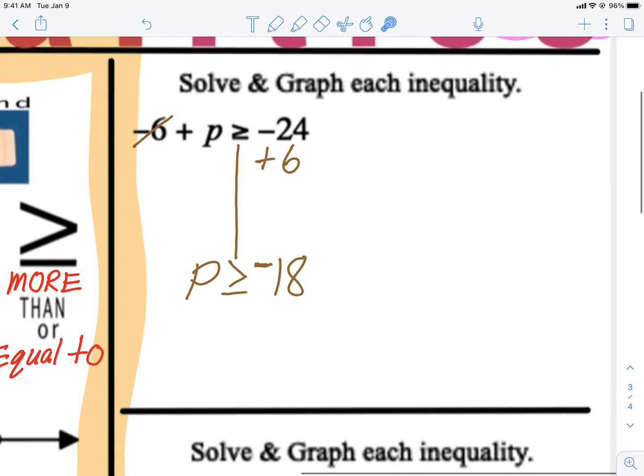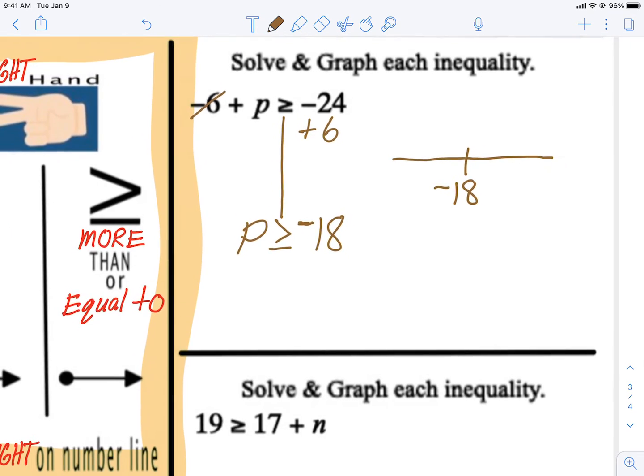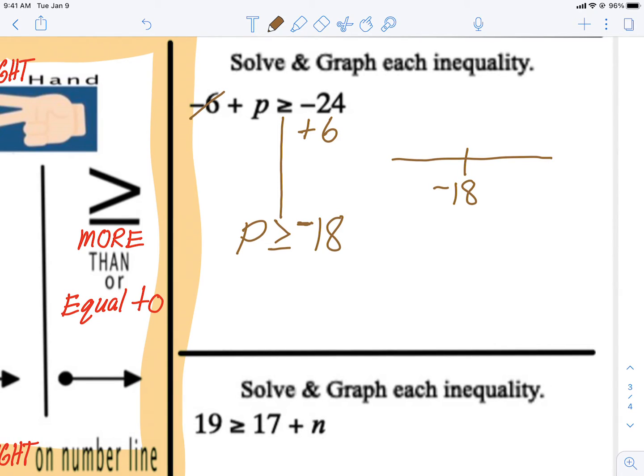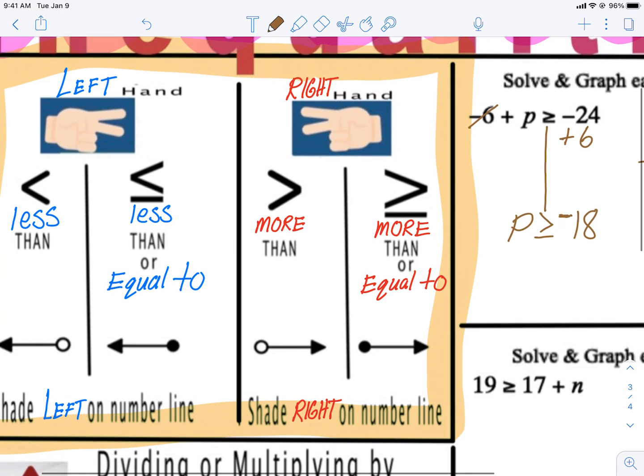So let's graph. So the first thing you're going to do is you're going to draw a line just like that. And on the line, you're going to write right in the middle your answer, which is negative 18, just like that. So now we have to figure out which way are we going to graph. Are we going to go left or are we going to go right? Is it going to be closed circle? Is it going to be open circle?